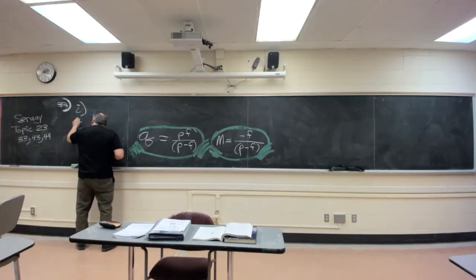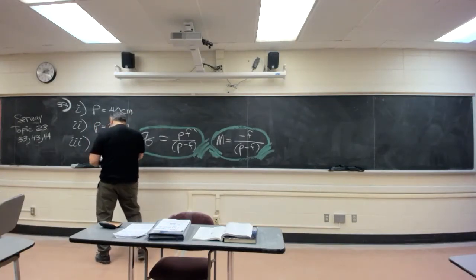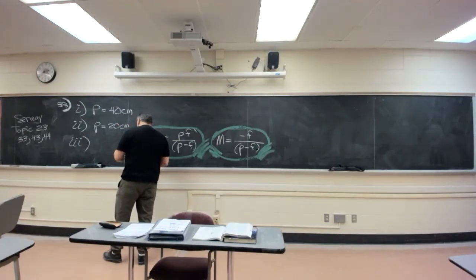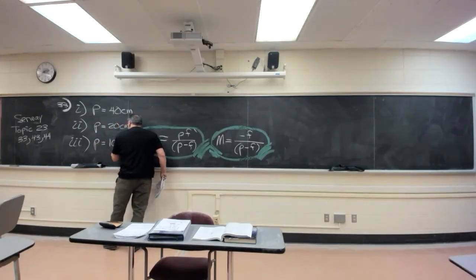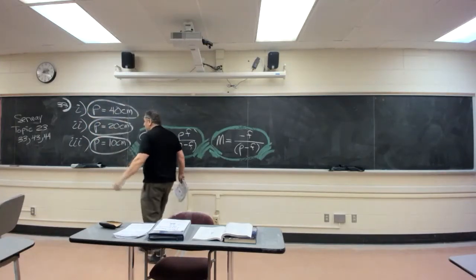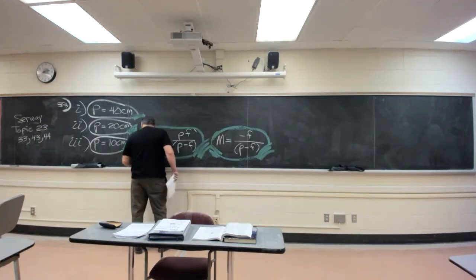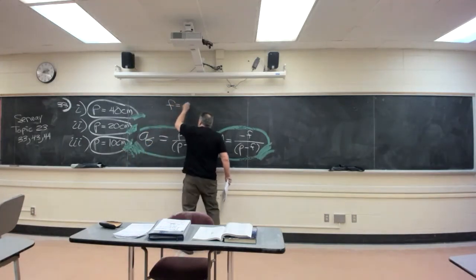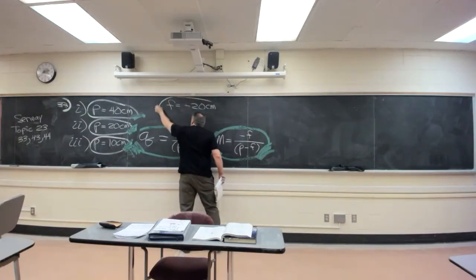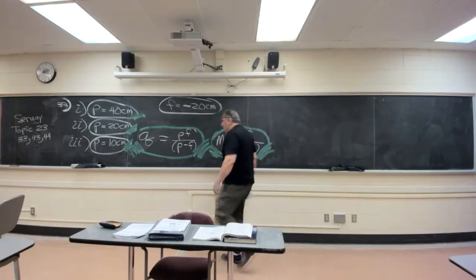They're telling you for one, for two, for three, in lower case Roman numerals, guys. They had P equal to 40 centimeters. For two, they got P equal to 20 centimeters. And for three, P equal to 10 centimeters. It is the exact same argument that you made. You're not necessarily going to get the exact same answer. We know the focal length is magnitude 20, but it's a diverging lens. Magnitude 20 for a diverging lens is negative 20.